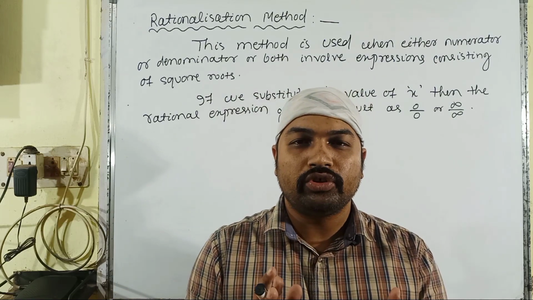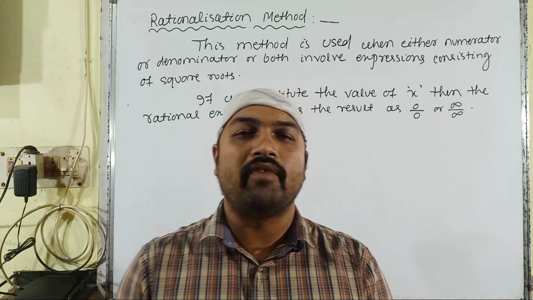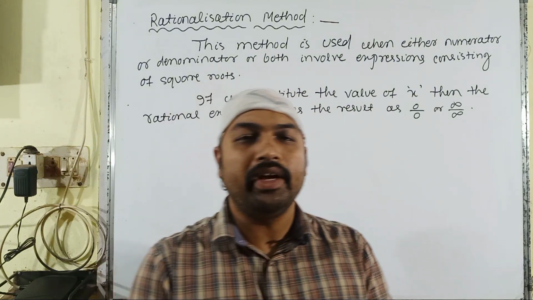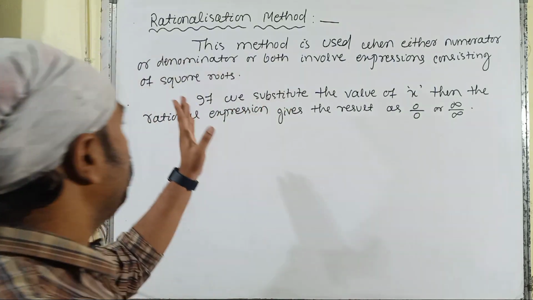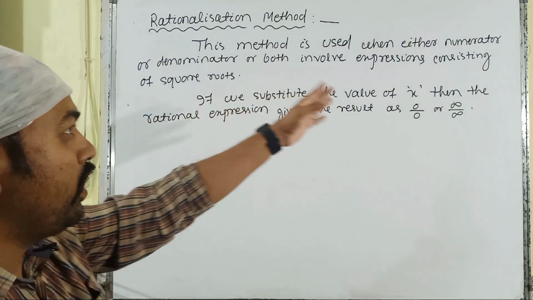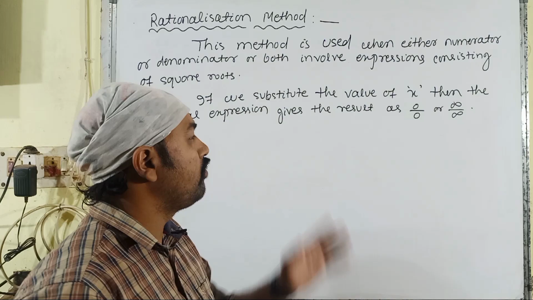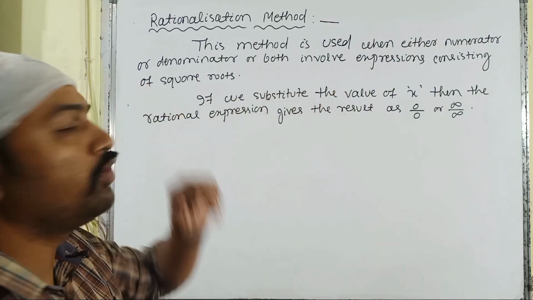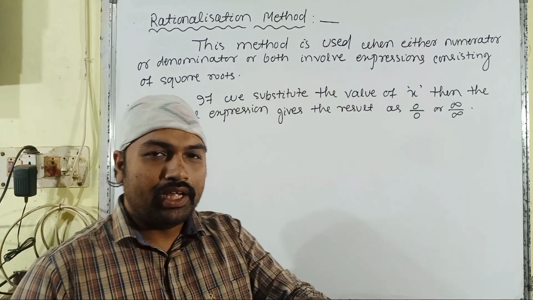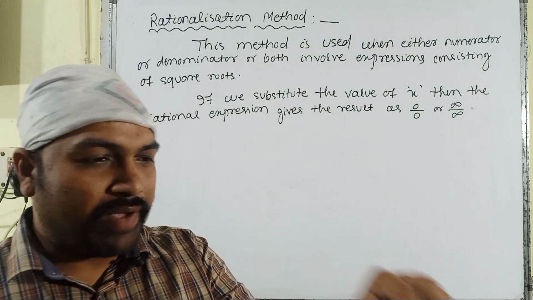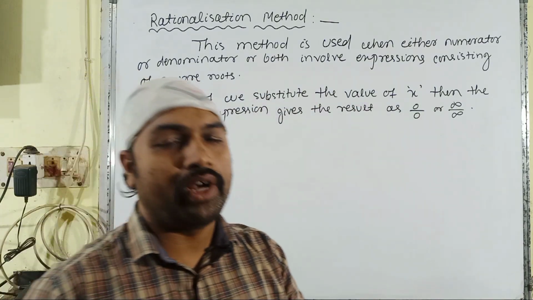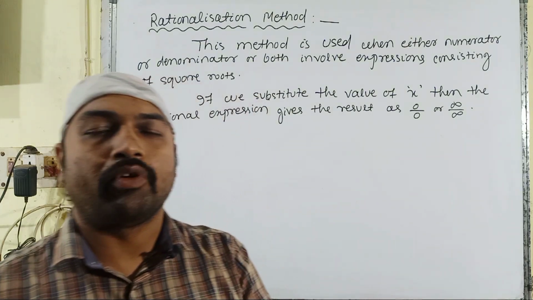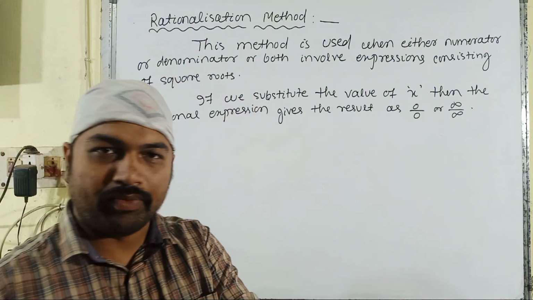So why should we apply the rationalization method in the topic of limit, or what do we mean by rationalization method? This method is used when either the numerator or denominator or both involve expressions consisting of square roots. In this type of problem, we have to use the rationalization method.